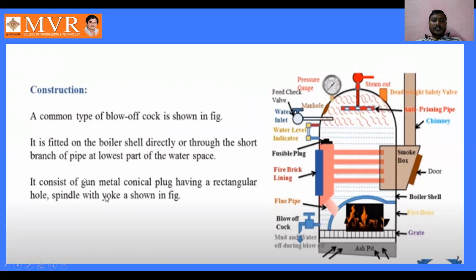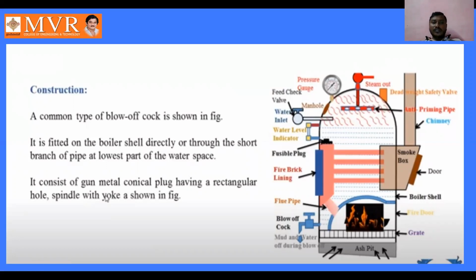It consists of a gunmetal conical plug having a rectangular hole, with a yoke as shown in the figure. Here the mud and water during blow off is collected. See here, the mud is going to be collected here. This is the example which I am showing here.